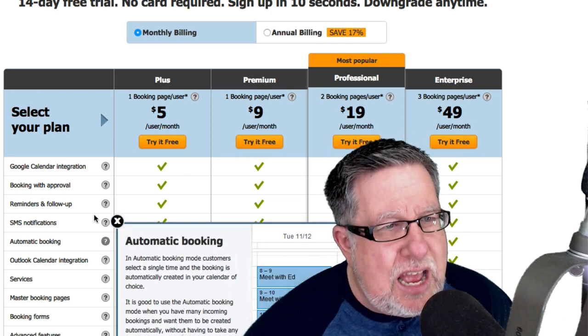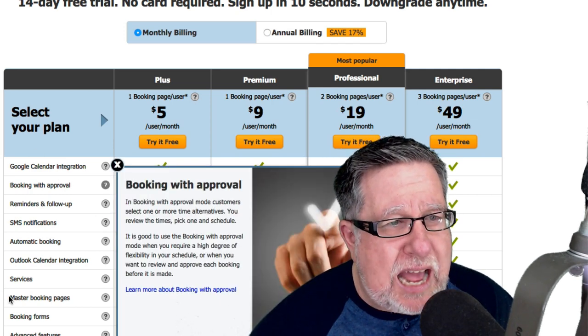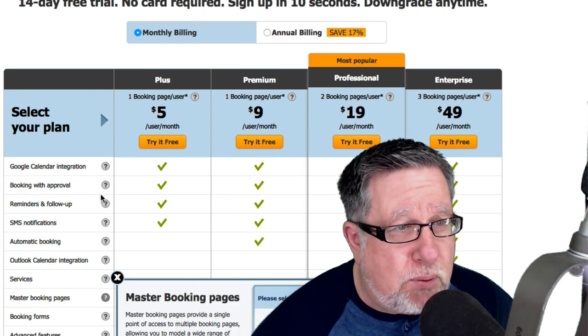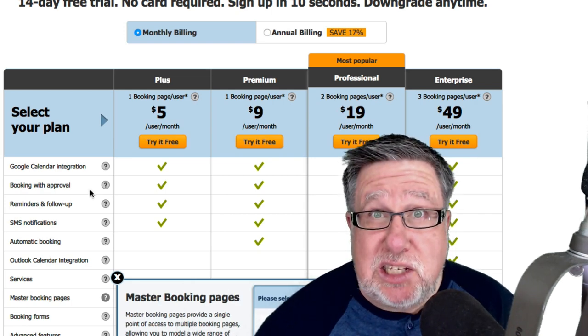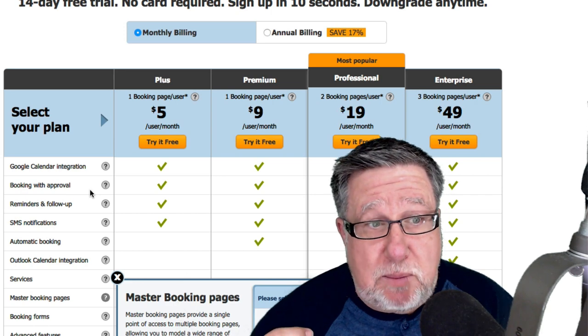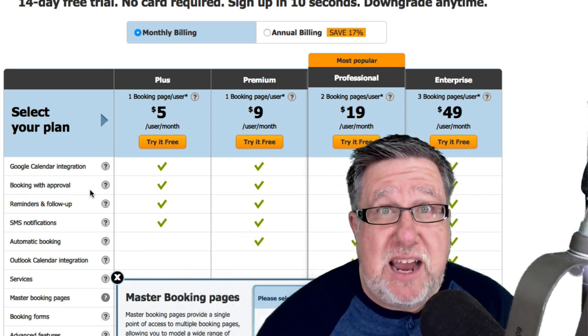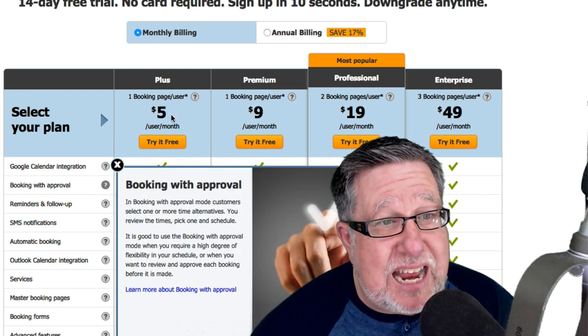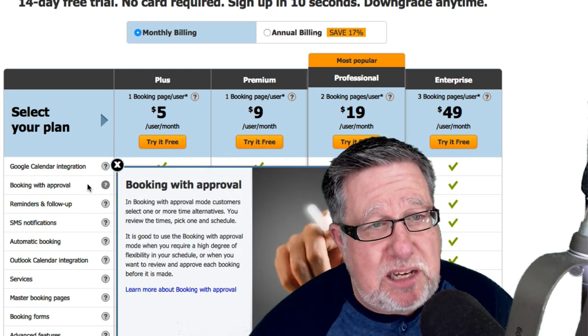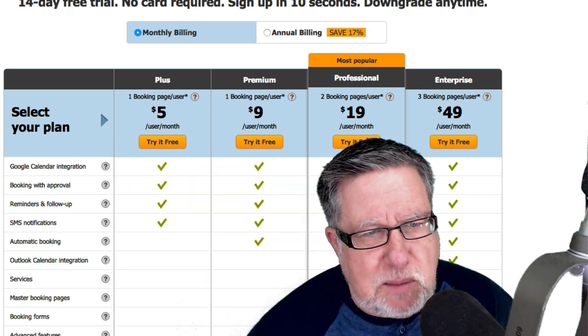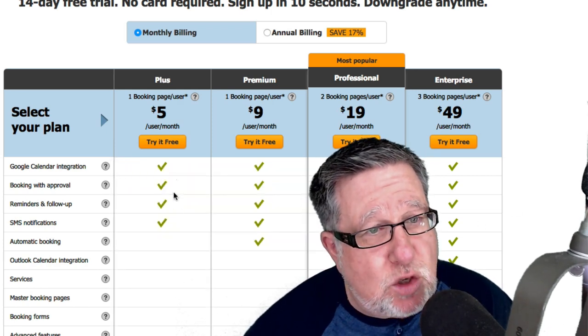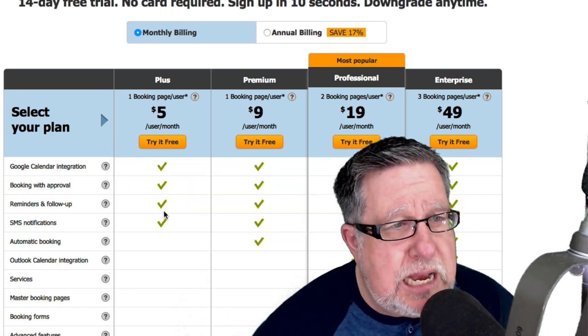Because here's the thing. For the basic one, you get Google Calendar integration, which is great. You get booking with approval, which is great. That means that when somebody goes to schedule a booking with me, I can verify it rather than they can straight up book it. So I love that. And that's available in the basic package. So their basic package really works well from that perspective.